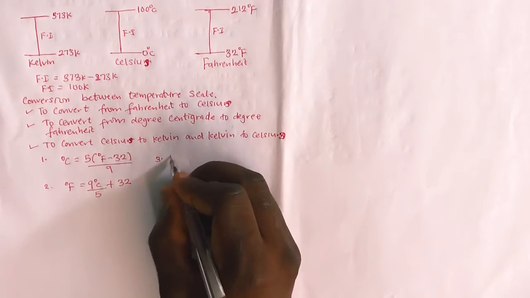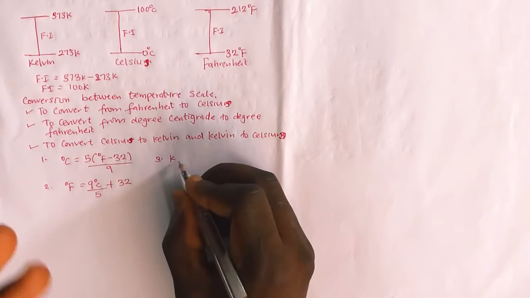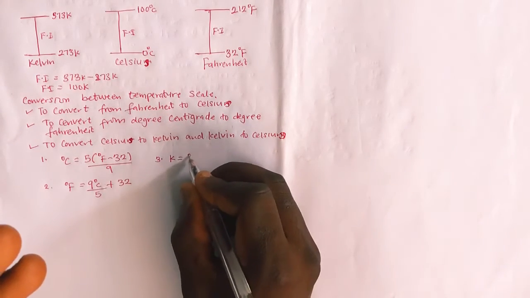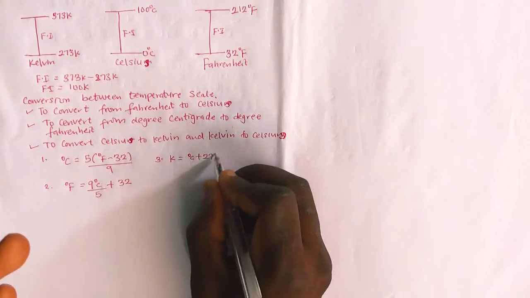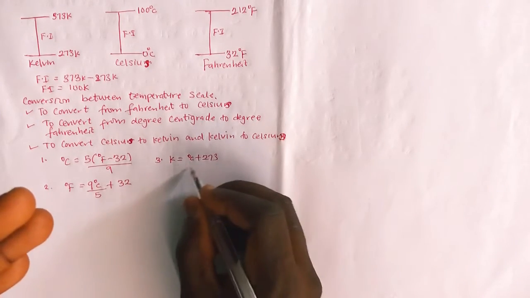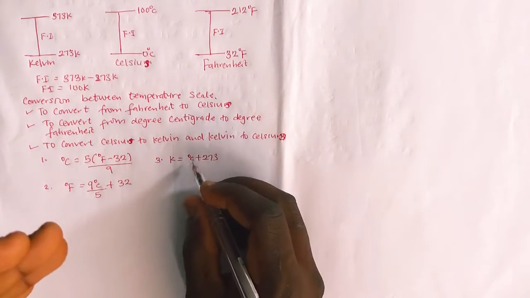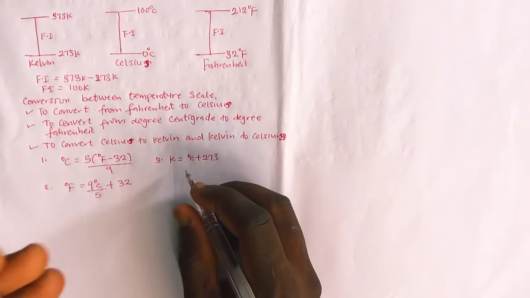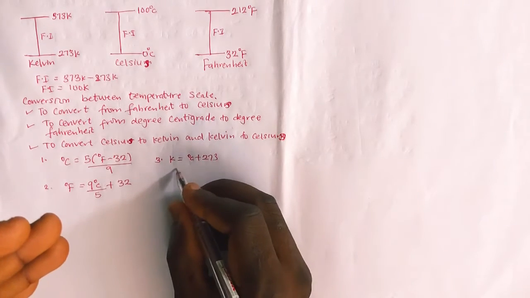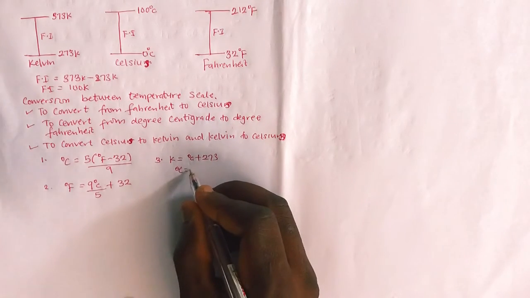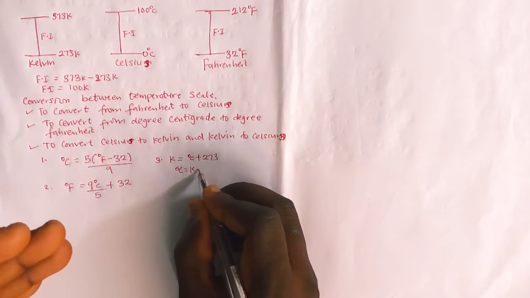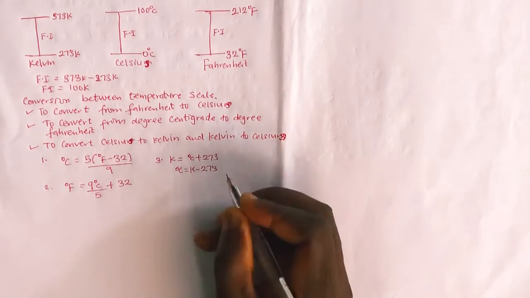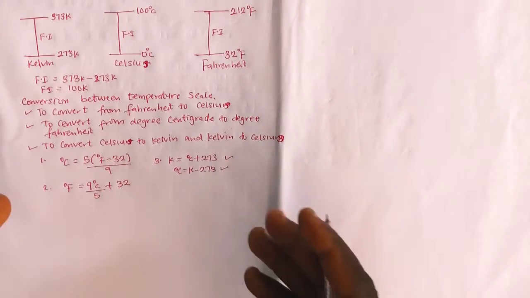Let's say the first one is Kelvin, that's into bracket, degree C plus 273. This is actually common. But from this, if you want to convert from Kelvin to Celsius, we need to make degree Celsius the subject of the relation. So we have degree Celsius equals Kelvin minus 273, which is this and also this. So that's just the case.